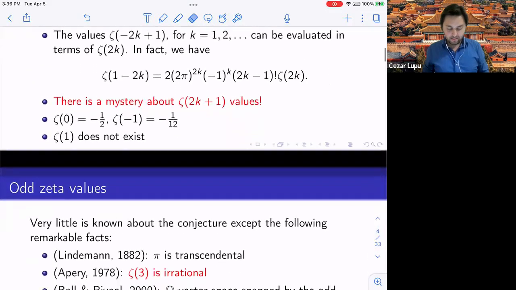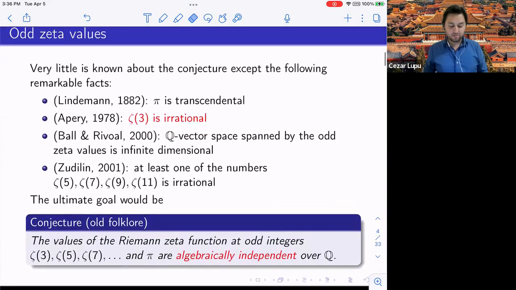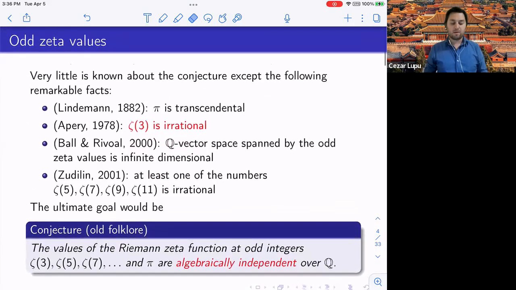So let me go back a bit about these mysterious odd zeta values. At this point, very little is known. Well, if I want to go back to Lindemann, where he proved that pi is transcendental, then the groundbreaking result of Apéry, who proved that zeta of 3 is irrational.